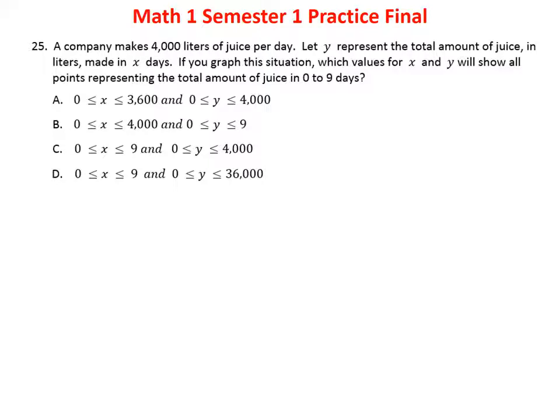Problem 25, we know that a company makes 4,000 liters of juice per day. That's a rate. And let Y represent the total amount. Y is the total amount in X days. So Y is the amount of juice, X is the days. And if you graph this situation, which values for X and Y will show the points representing the total amount from 0 to 9 days? So this is kind of a domain and a range problem.